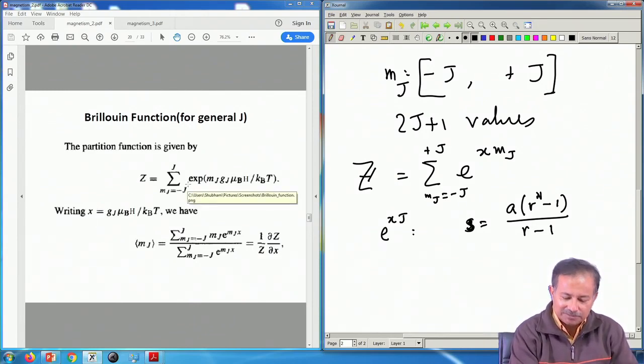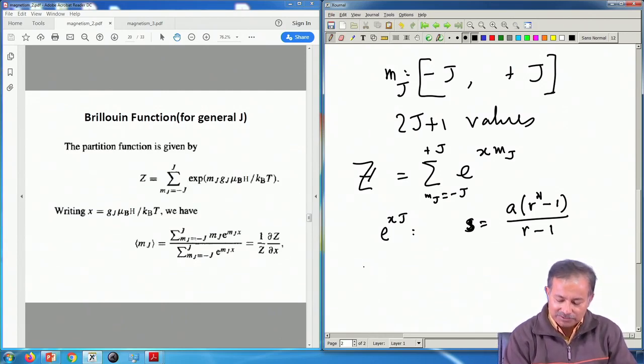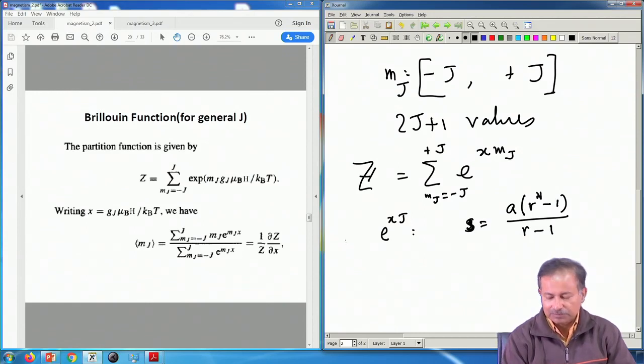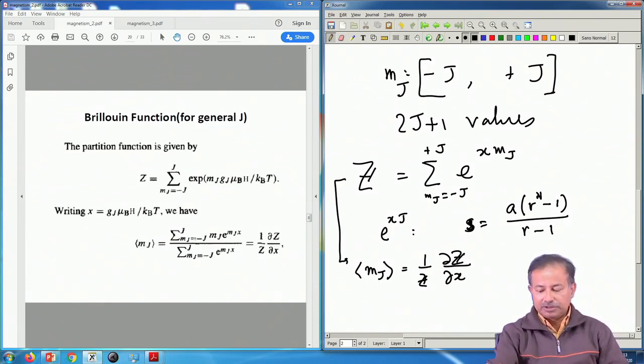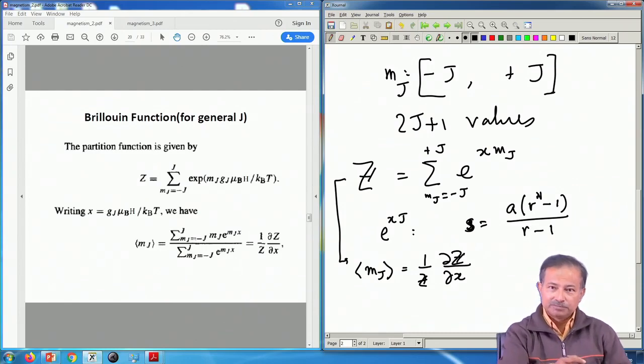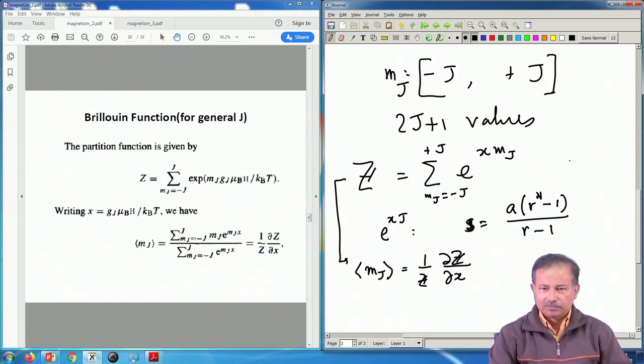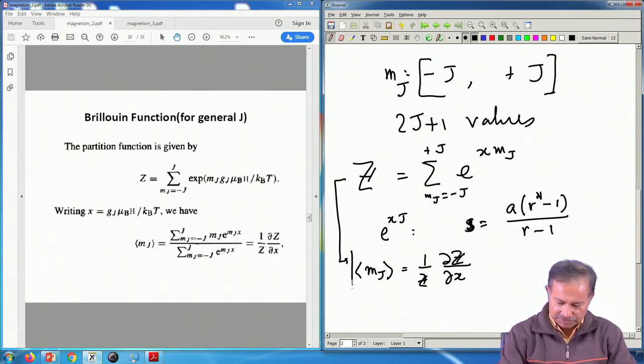That formula is not really important. What is important is that you need to calculate mj. So you follow the usual procedure: the average mj will be 1 by Z del Z del x. That will bring down mj in the front, and then e to the power x mj is the probability, remember the previous calculation, and you sum over all these states. So that is all you are doing.